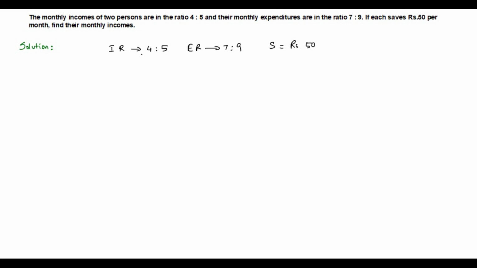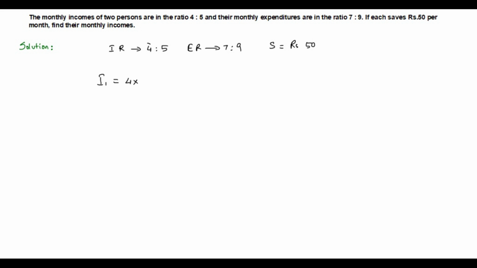The ratio of monthly incomes is given, it's 4:5, and we have to find the monthly incomes. So because we have to find the monthly incomes, we can assume the monthly income of the first person, monthly income of the second person from this ratio. It's very clear, monthly income of the first person is 4x.